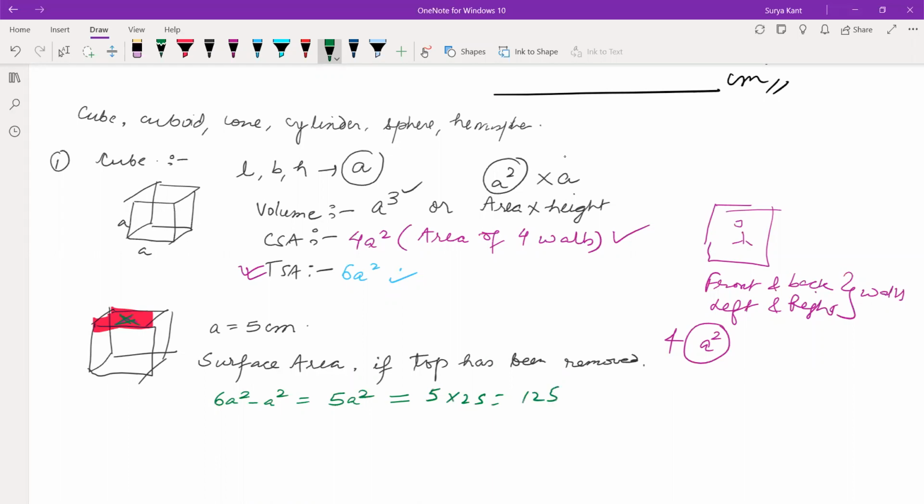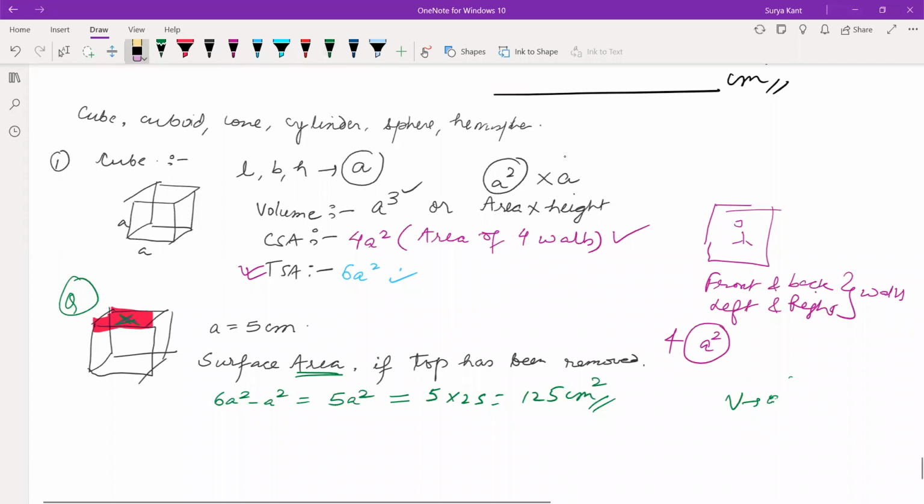Very nice. Centimeter square or centimeter cube? Centimeter square, sir, because area is two-dimensional. Yes. So in area we write square, and in volume we write cube.